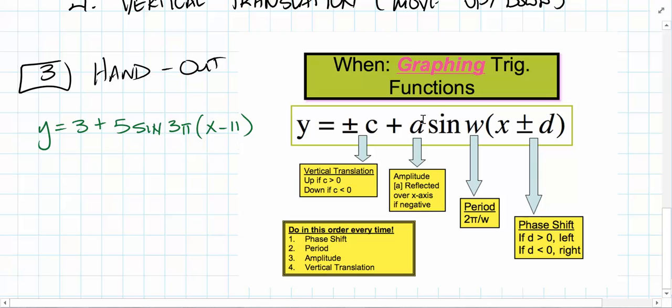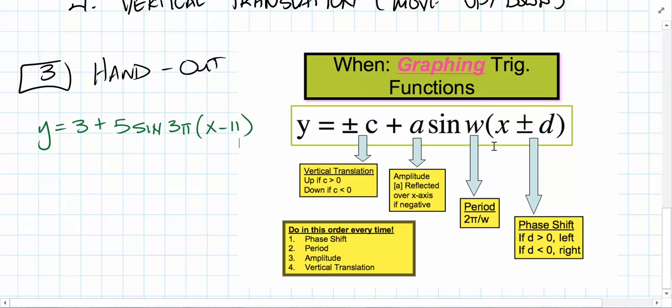The number in front of the A, like over here, the 5, tells you the amplitude. So our normal amplitude is 1, and whatever number is in front there will tell us what the amplitude is. Now, if that number happens to be negative, then you get a reflection over the x-axis.